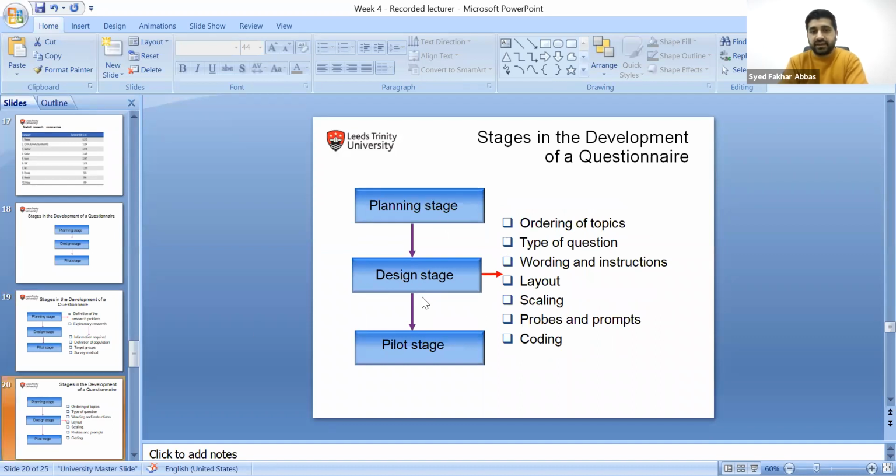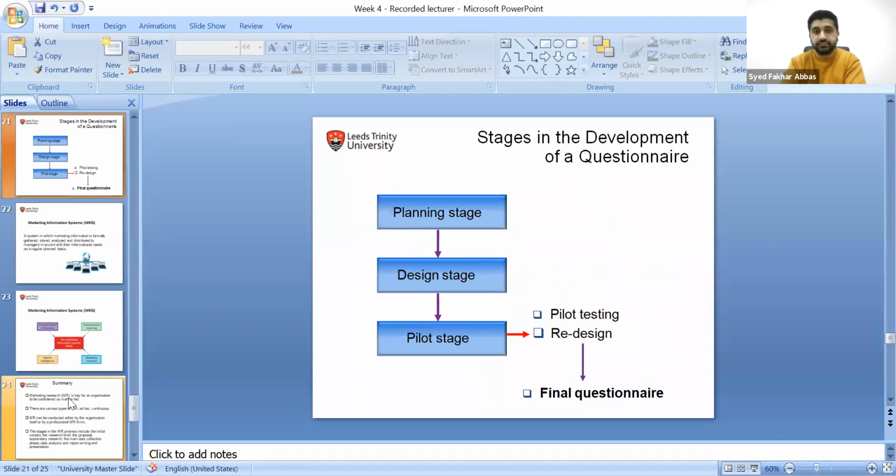In the design stage, we order the topics, we decide the type of questions, wording and instructions, layout, scaling problems, props and prompts, and at the end, coding. These are different layouts, and we develop these designs in our questionnaires. In the pilot stage, we do a pilot test. Either it is successful, well and good. Otherwise, based on the results of the questionnaires, we make decisions.